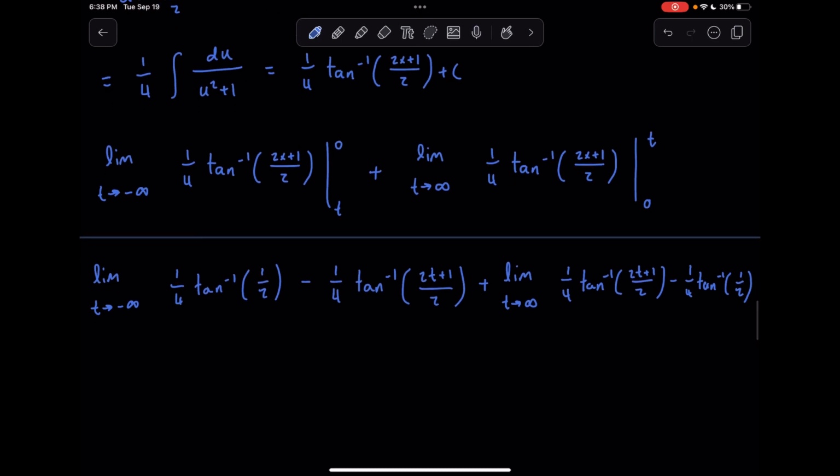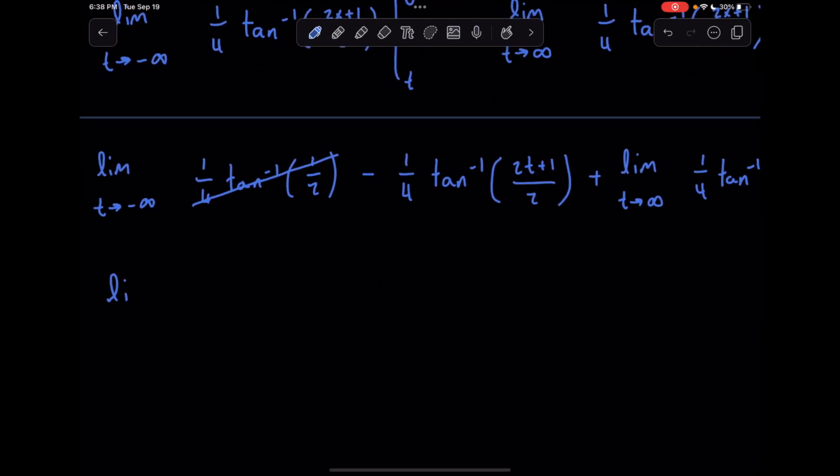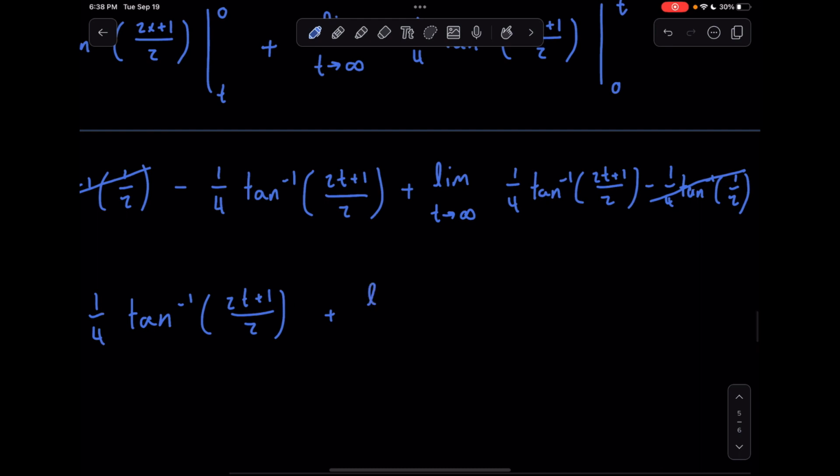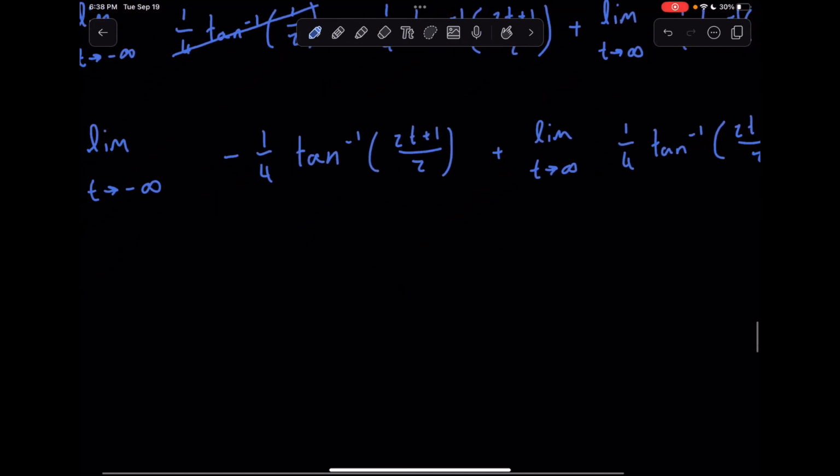Now, we can say that our 1/4 tangent inverse of 1/2 over here, and on this side, because this is negative 1/4 tangent inverse of 1/2, both just cancel. So now we're left with the limit as t approaches negative infinity of negative 1/4 tangent inverse of 2t plus 1 over 2, plus the limit as t approaches infinity of 1/4 tangent inverse of 2t plus 1 over 2. So now we need to solve these limits.